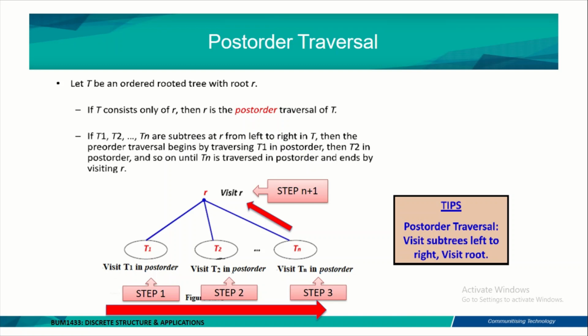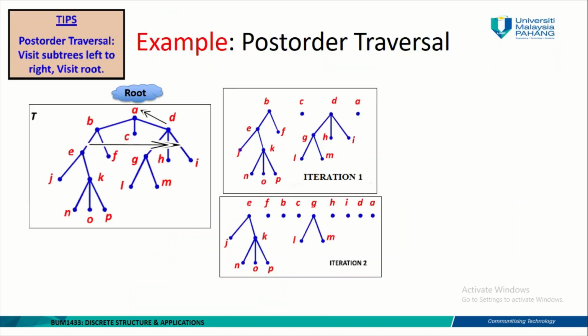For the post order traversal, we need to visit the subtree left to right, and then after that we visit the root. Alright. So firstly we need to visit the subtree left to right, and then after that visit the root. So this contradicts the pre-order traversal. Alright, so let's see the example.